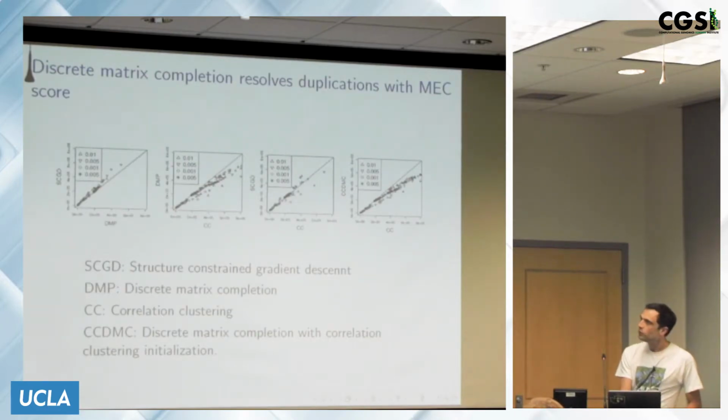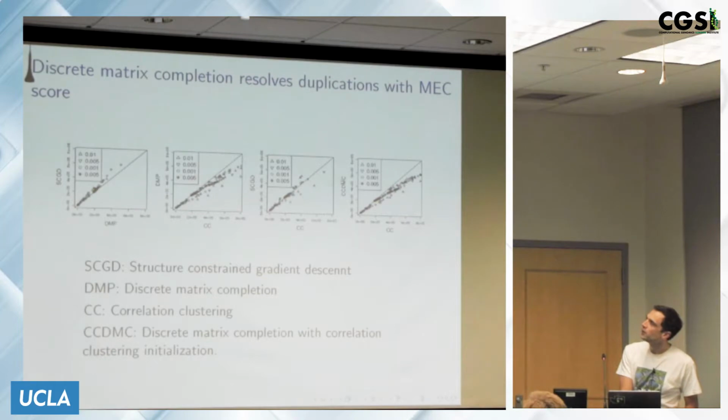So to evaluate this, we looked at the minimum error correction score between the only existing method that worked on this data set, something called structure constrained gradient descent, the matrix completion approach that we had, correlation clustering, and then matrix completion that's seeded with correlation clustering instead of SVD. And the simulations were done on different units of evolutionary time per new generation, between essentially 1% down to 0.5%.